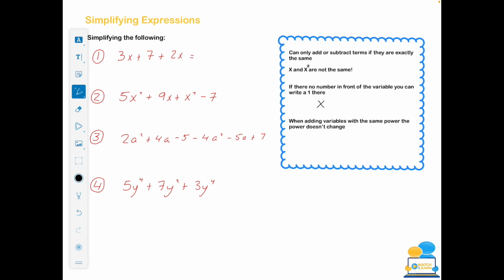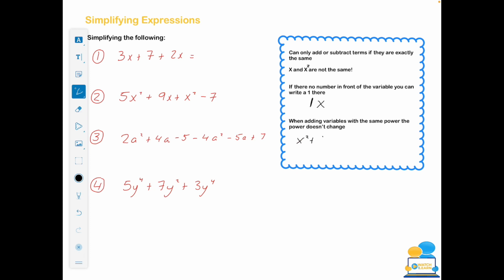If there's no number in front of a variable, you can write a 1 there. So if you have the variable, say x, if it helps, you can write a 1 in front of it. If there is no number in front of the letter, you can just write the number 1. Usually we don't write it, but if it helps you with adding and subtracting, then put it in there.